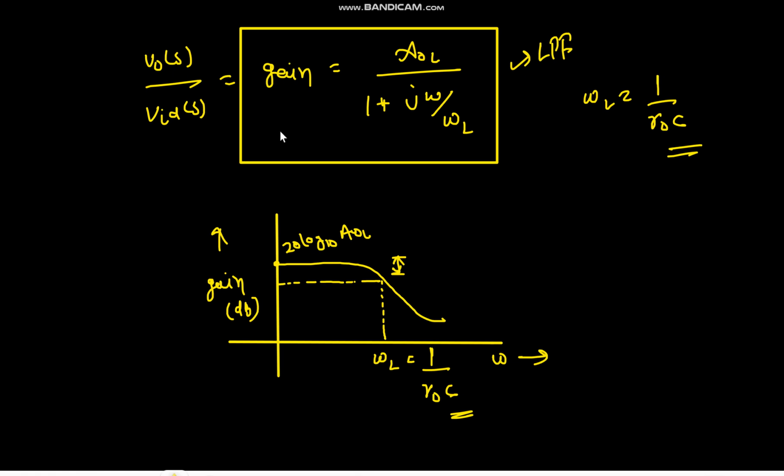You can write the gain in this form: open loop gain upon 1 plus j omega upon omega L, and this is how the response would look.